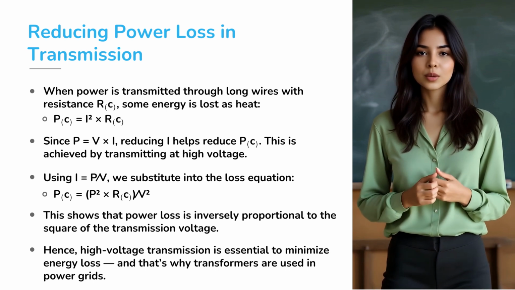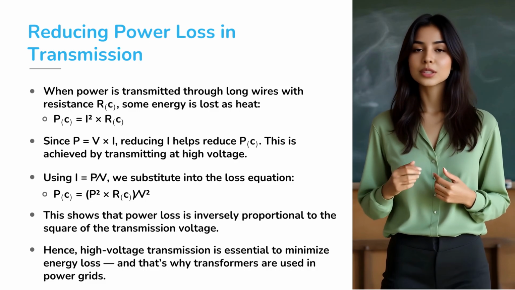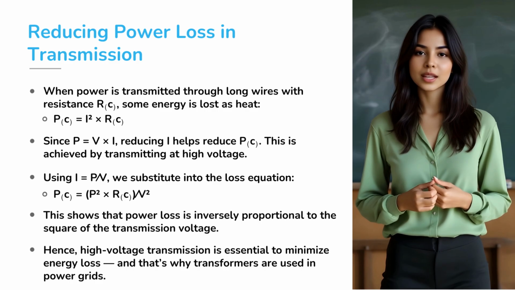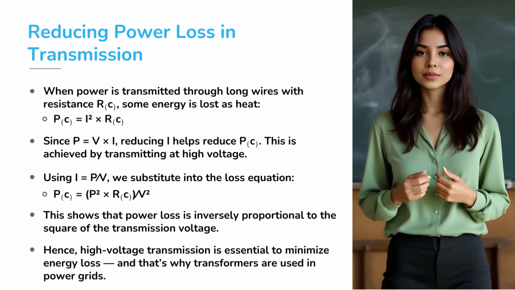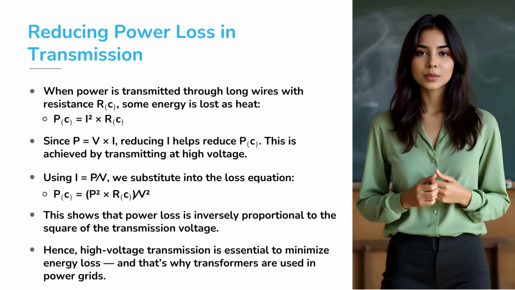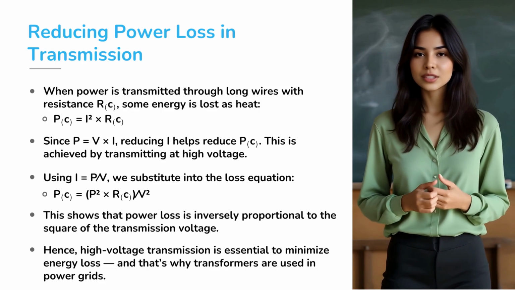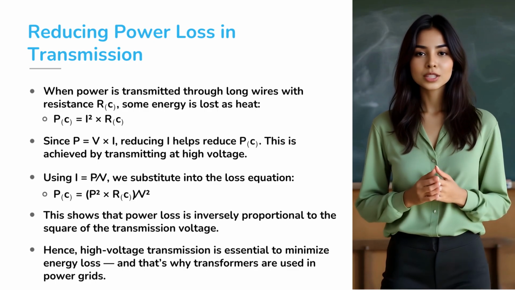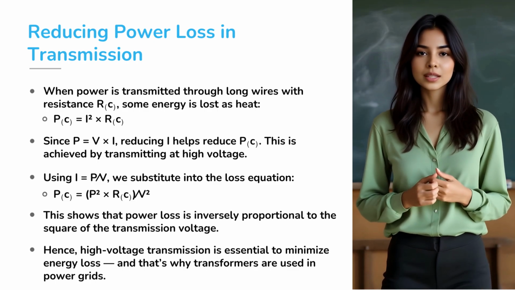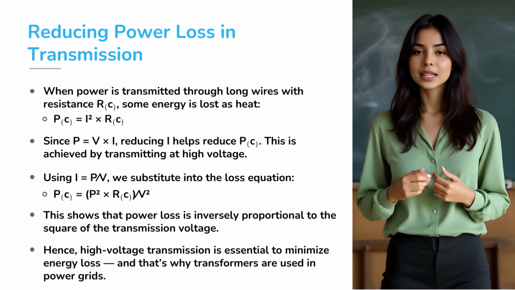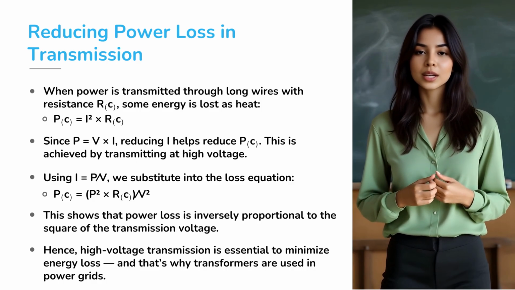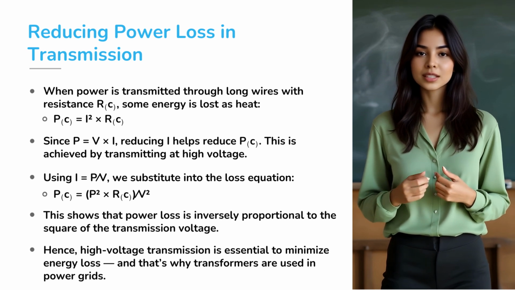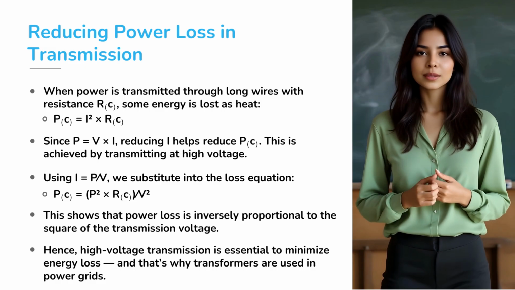Here's an interesting twist. In power grids, we often lose energy during transmission, and that can be expensive. Let's say the wires have resistance R sub C. The power lost as heat is P sub C equals I squared times R sub C. But from P equals V times I, we can write current I as P divided by V. Now substitute it in, and we get P sub C equals P squared times R sub C divided by V squared.